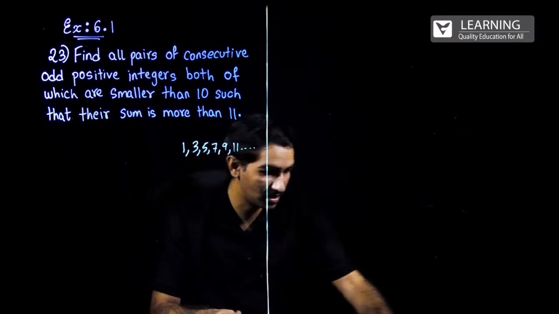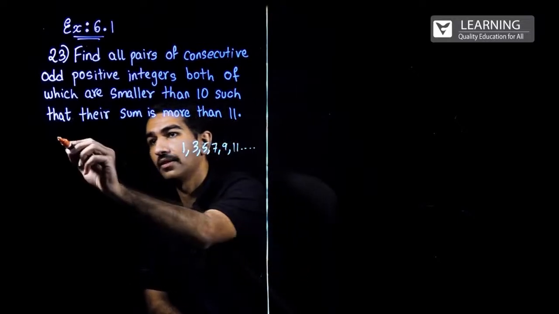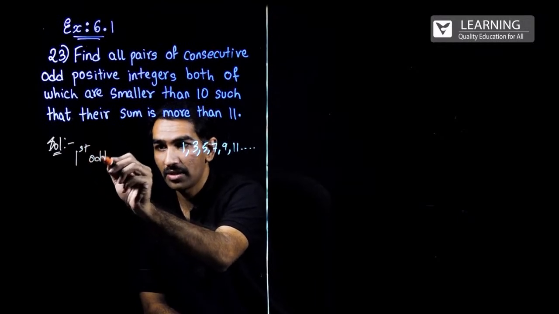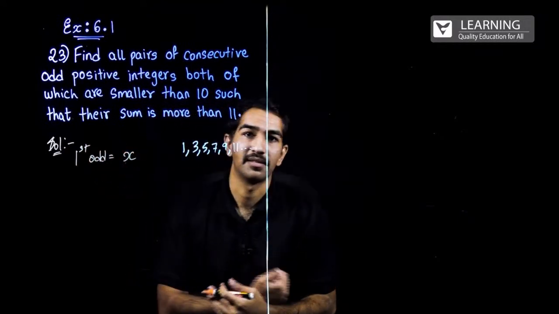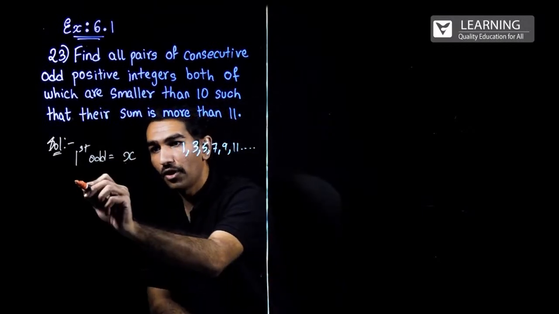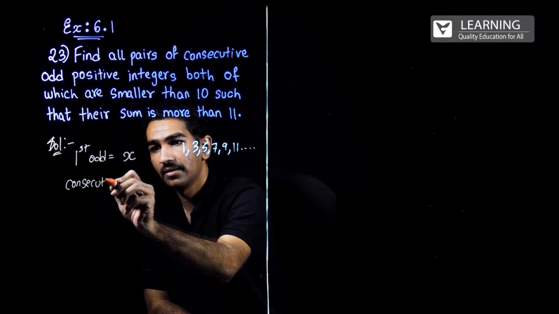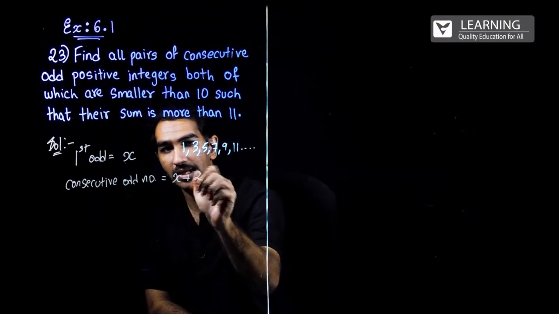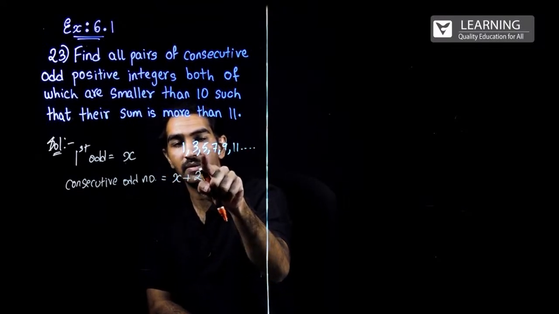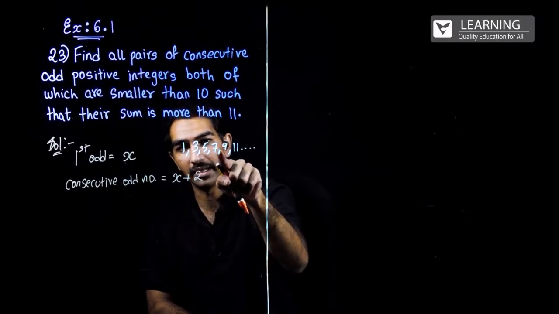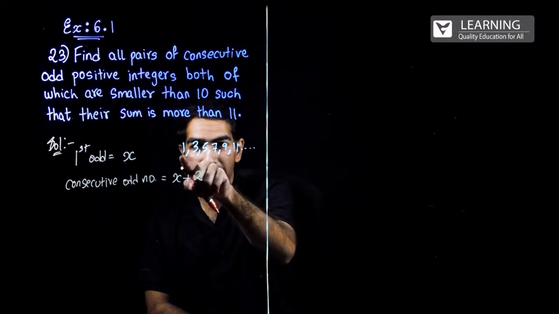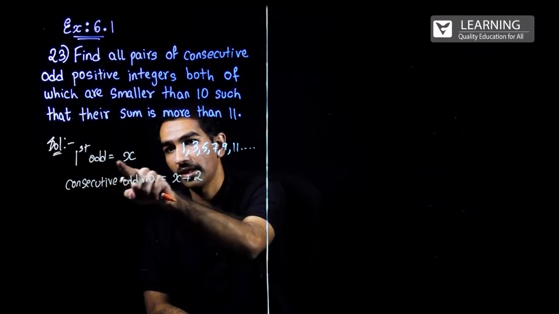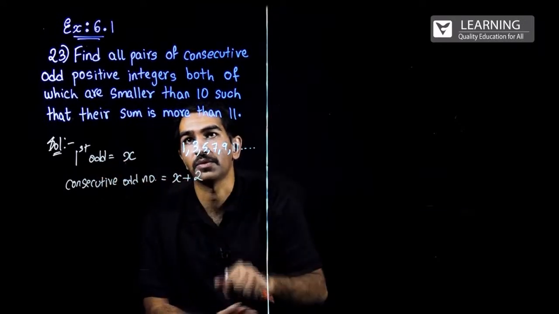So students, how do we start with this solution? Solution: let the first odd number be, let us assume it as x. Now the consecutive odd number will be x plus 2. What is 1 plus 2? 3. 3 plus 2? 5. 5 plus 2? 7. 7 plus 2? 9. 9 plus 2? 11, which means the difference in the series of these odd numbers is 2. So if the first odd number is x, then the next odd number would be x plus 2.